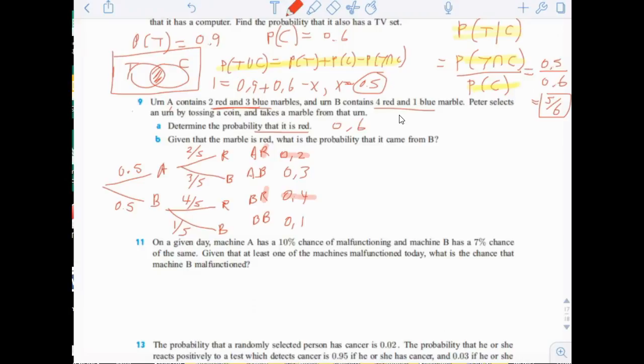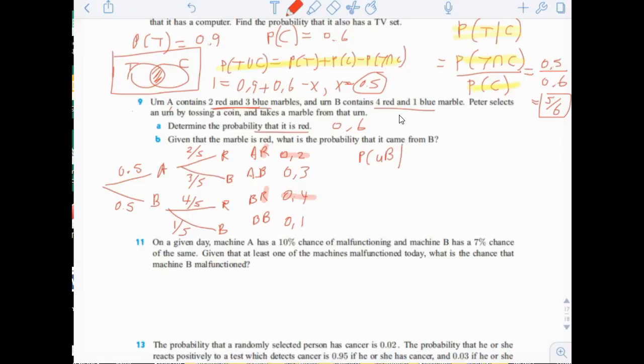Given that the marble is red, what is the probability that it came from B? Okay, so this is a conditional probability. Sorry. Given that the marble is red, what is the probability that it came from B? So what is the probability that it's urn B, given that the marble is red? And just to not get mixed up with blue, we'll say urn B. Urn B, given that the marble is red.